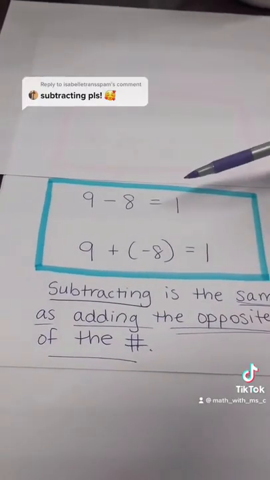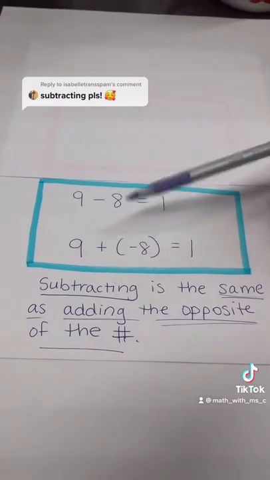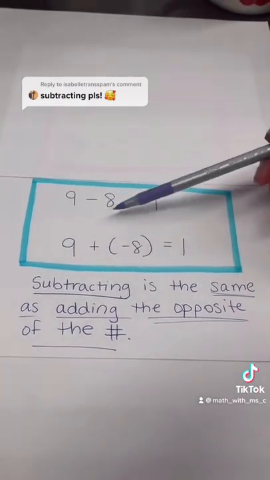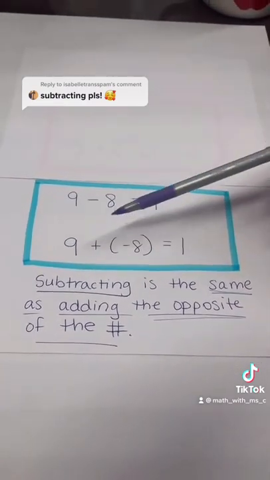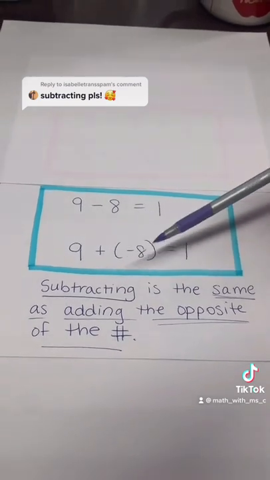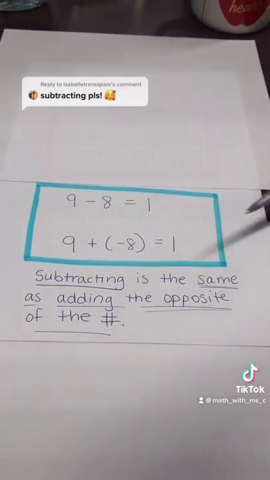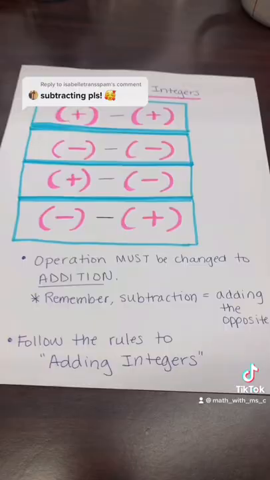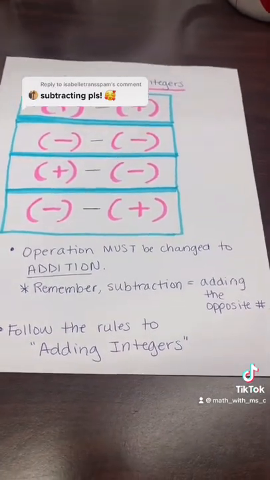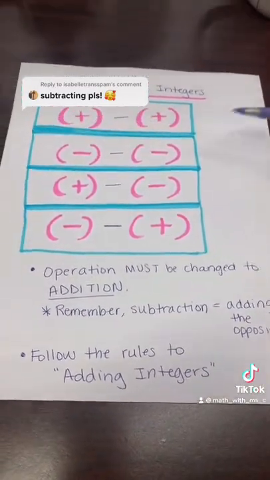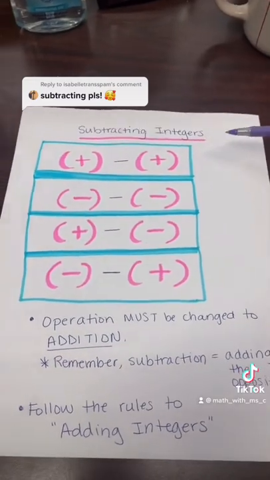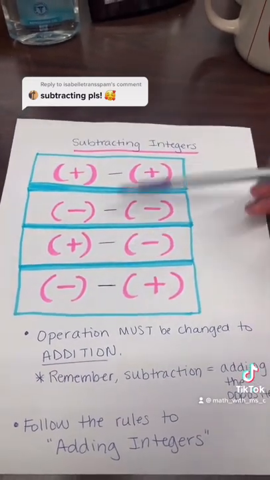9 minus 8 equals 1. Subtraction means you're adding the opposite. So you're adding the opposite of 8, which is negative 8. So 9 plus negative 8 is 1. Subtracting is the same as adding the opposite of the number. Knowing that adding the opposite of the number is going to help you understand the rules of subtracting integers. So this is all subtraction.